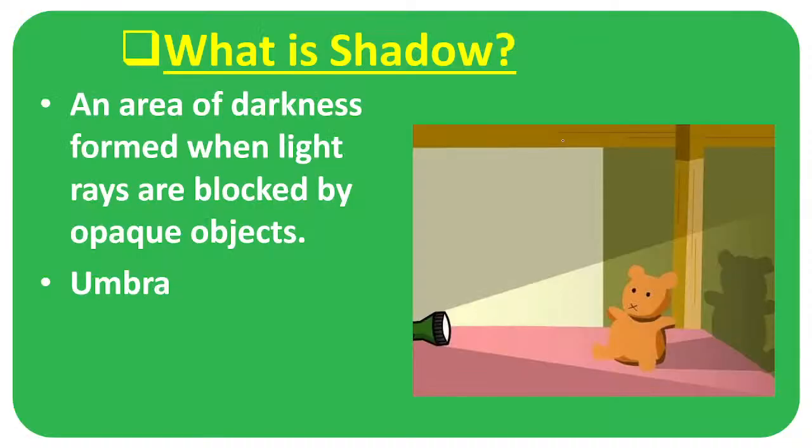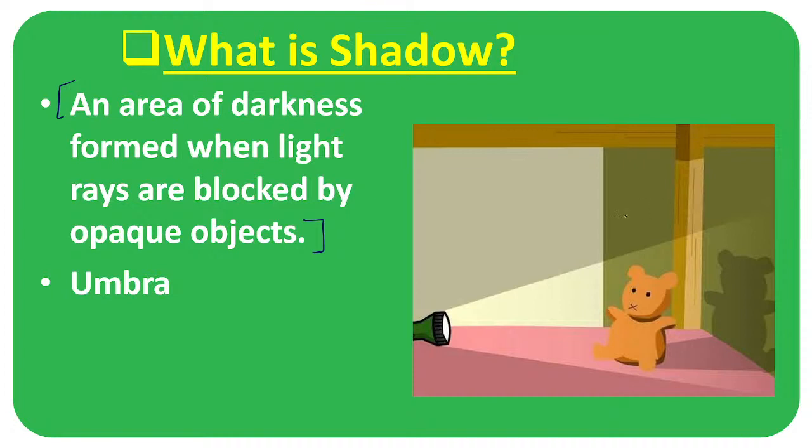So, what is a shadow? Have you ever wondered or have you ever asked this question to yourself? What is a shadow? It is nothing but an area of darkness that is formed when light rays are blocked by any opaque object. It is a simple definition of a shadow. Area of darkness that is formed when light rays are blocked by an opaque object. How is the shadow formed?